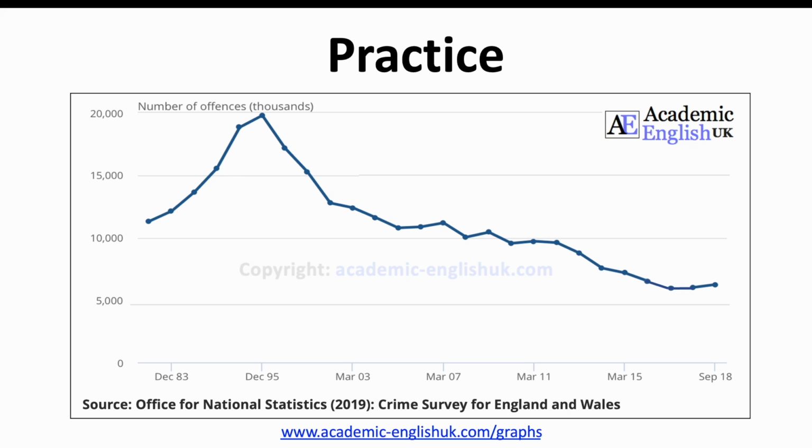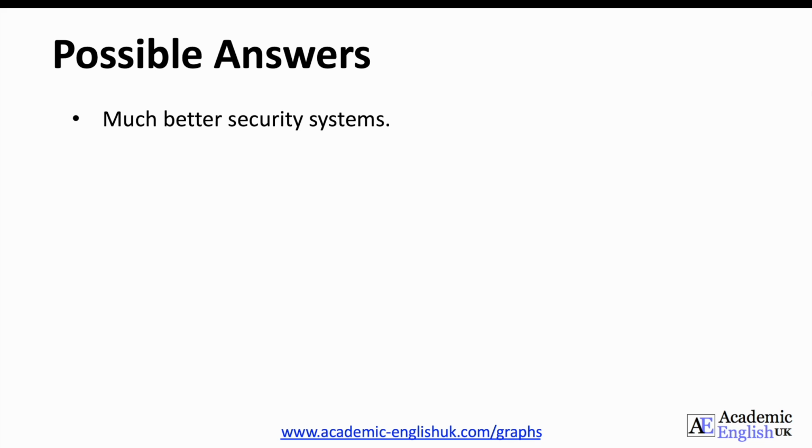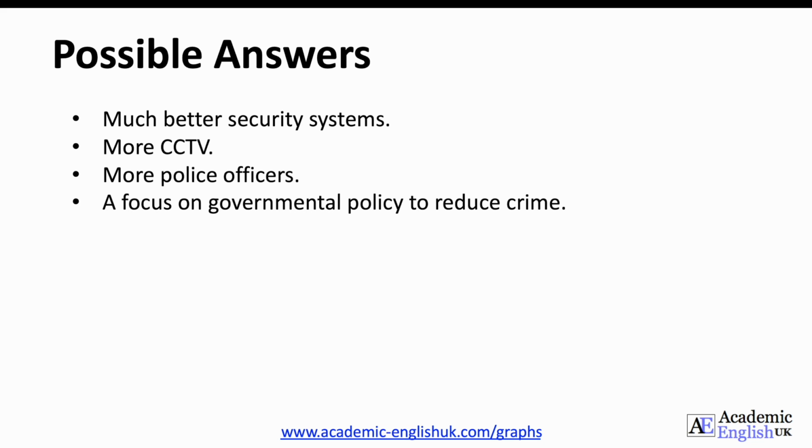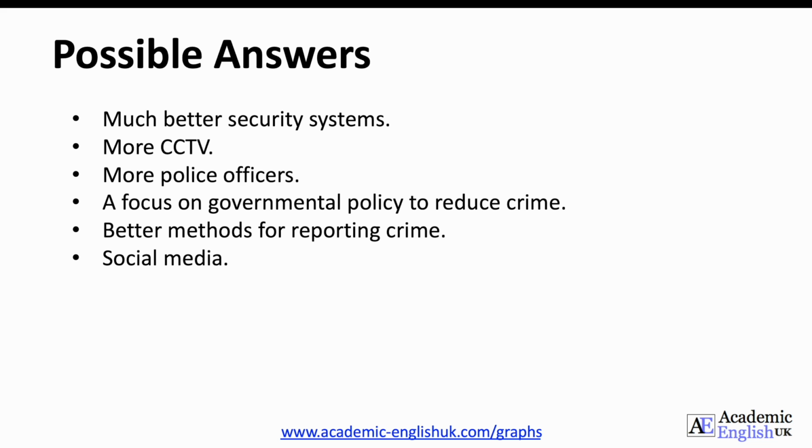Okay, I'm not going to provide detailed written answers, but generally you should have noted the peak in 1995 and the general reduction in crime since then to an all-time low in 2018. Possible reasons for this would be much better security systems, more CCTV cameras, more police officers, a focus of government policy to reduce crime, better methods of reporting crime, and of course, social media. Any of your answers are also possibly justifiable.